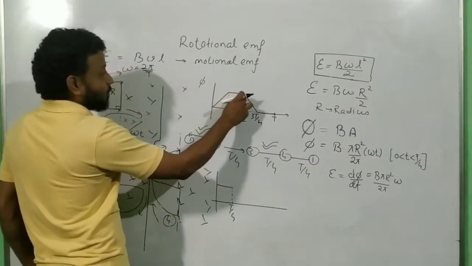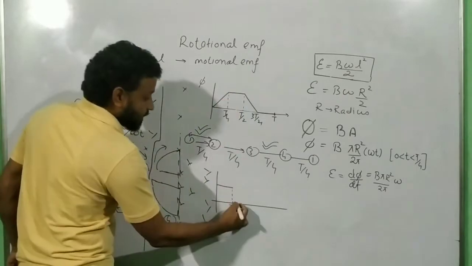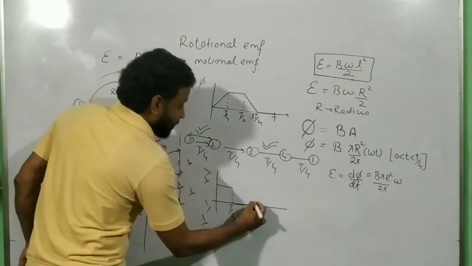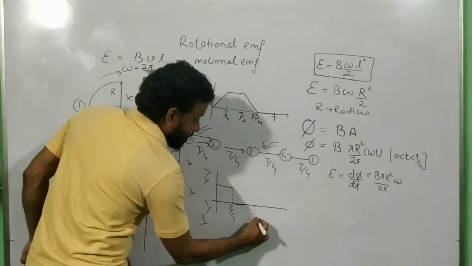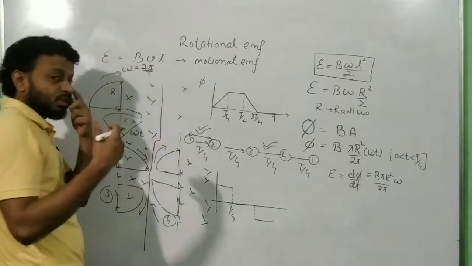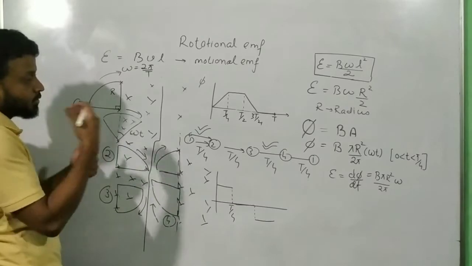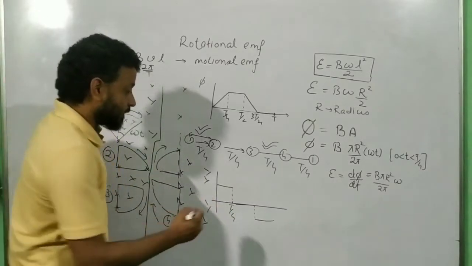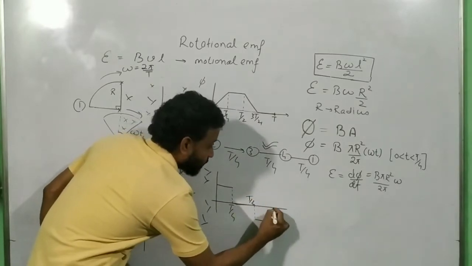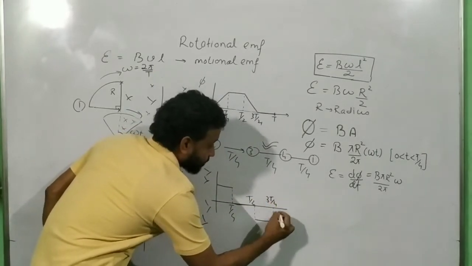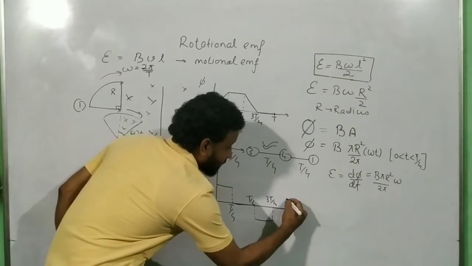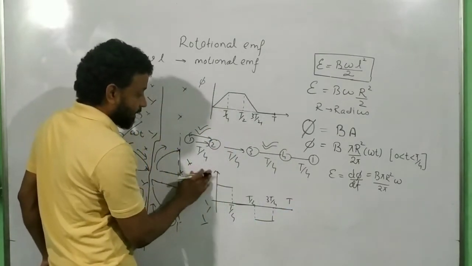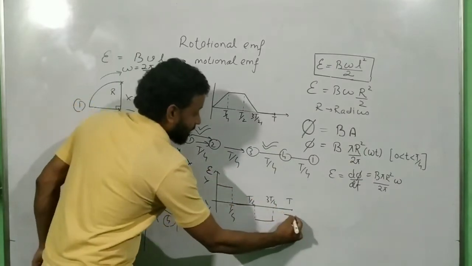Then from T by 4 to T by 2, because the flux is not changing, nothing will be there. Now from T by 2 to 3T by 4, I will get an EMF which will again try to oppose the cause, since the flux is changing in the opposite direction. So the induced EMF will also be developed in the opposite direction of the previous one. So this is your T by 2. Now this one is your 3T by 4. And then again this is your T. So this is for one cycle. This is my induced EMF versus time.